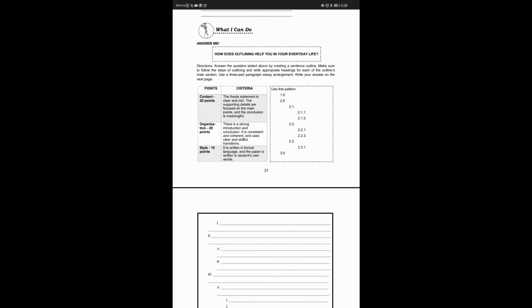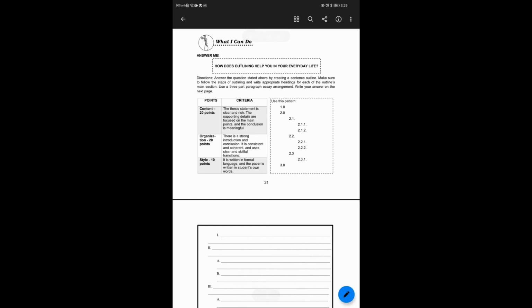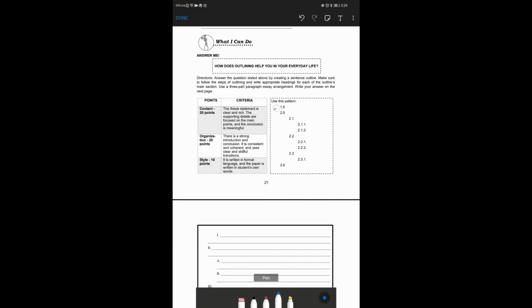So, how does outlining help you in your everyday life? So, you just have to make an outline, directions, answer the questions stated above by creating a sentence outline. Again, sentence outline to, ha? Okay? Make sure to follow the steps of outlining and write appropriate headings for each of the outline's main section. Use a 3-part paragraph essay arrangement. Then, write your answer on the next page. So, 3-part paragraph tayo dito. Kaya meron lang tayong ito.